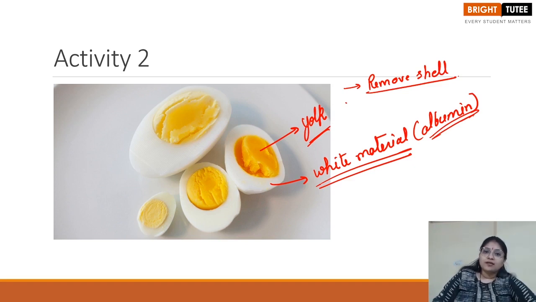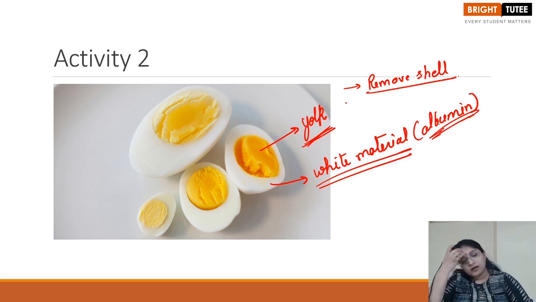How the single cell is formed, and what the procedure is, you will study in your chapter on reproduction. In that chapter you're going to study why we are calling the egg a single cell. So for now, understand that this cell has two parts: the yolk, which is the yellow part, and the albumin, which is the white part, and it gets solidified on heating or boiling.